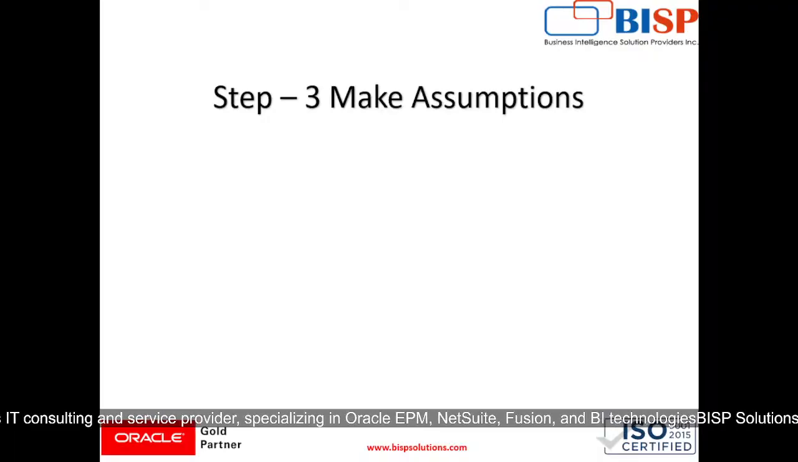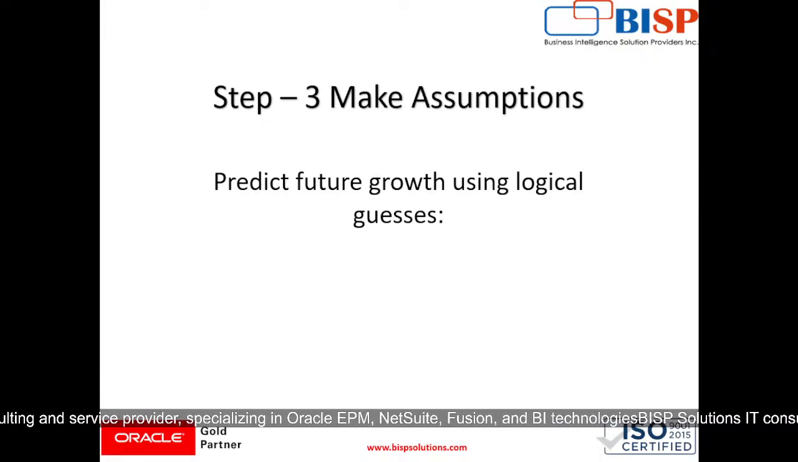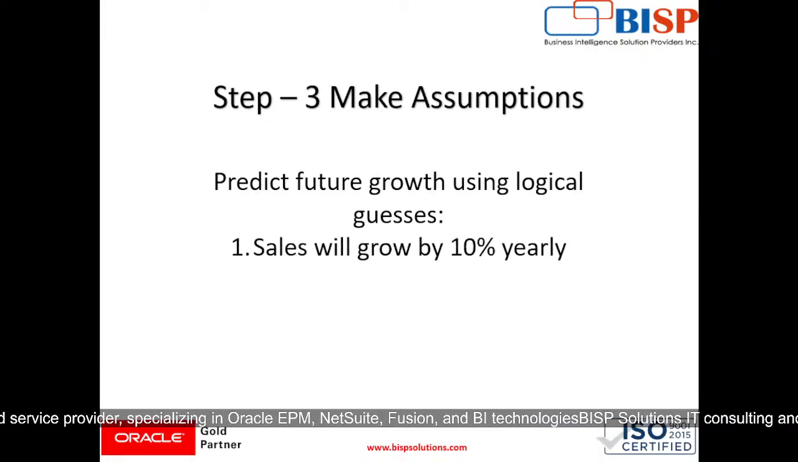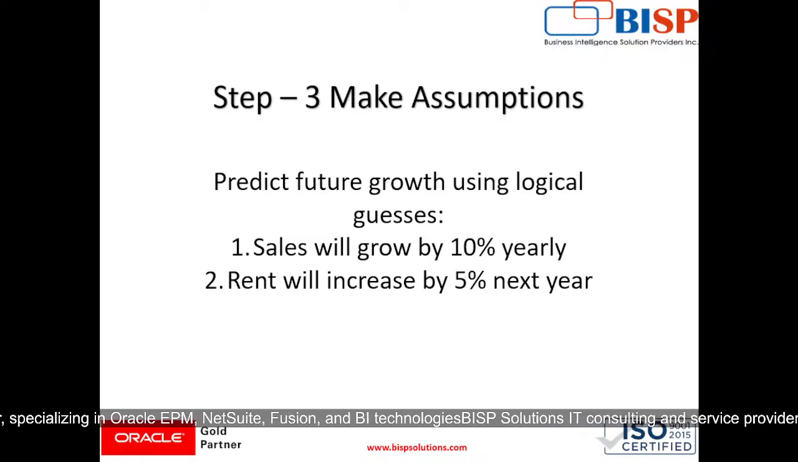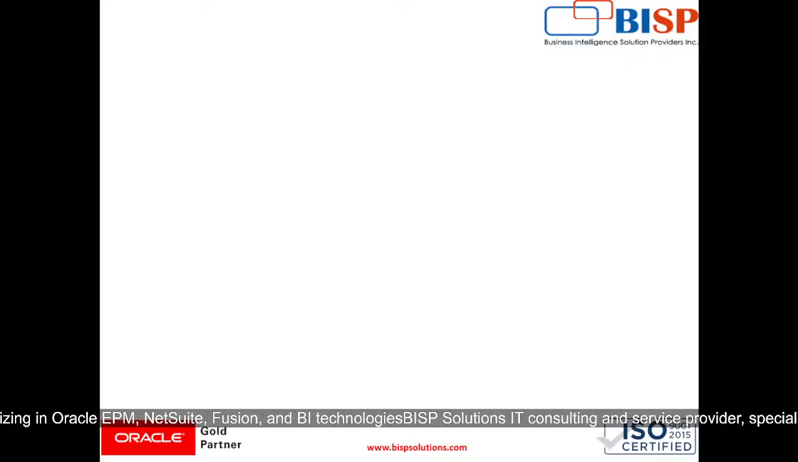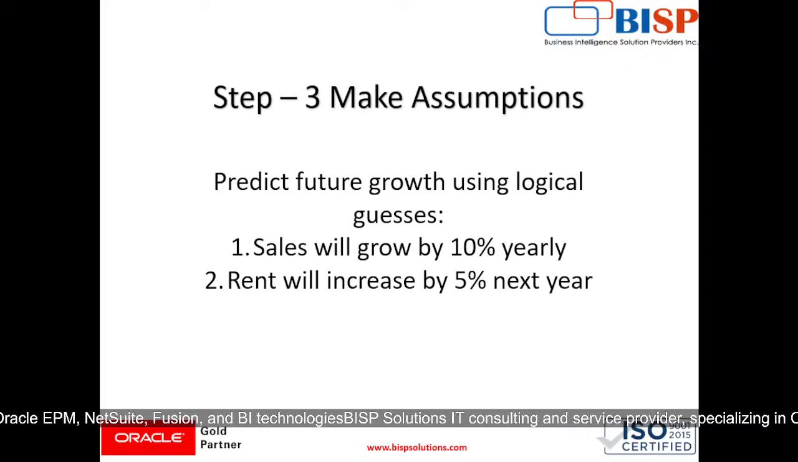Next is making assumptions, where we will be predicting future growth using logical guesses like sales will grow by 10% yearly, rent will increase by 5% next year. For example, if we are selling 1000 coffees per month this year, we will be assuming 1100 next year.